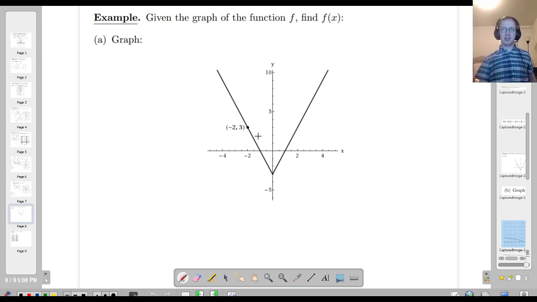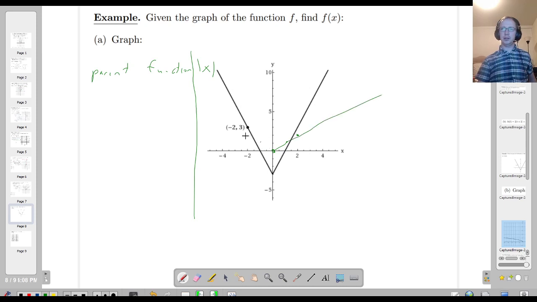So in this case, let's do this one together. It has a big V shape, so I know my parent function is just going to be the absolute value of x. So let's start with that. 0, 0, 1, 1, 2, 2, etc. Negative 1, 1, negative 2, 2. Okay, so that's my parent function.